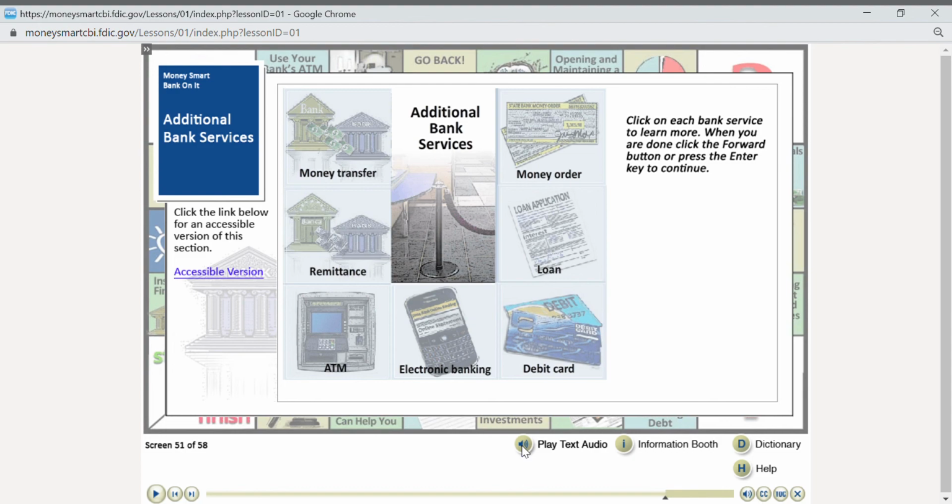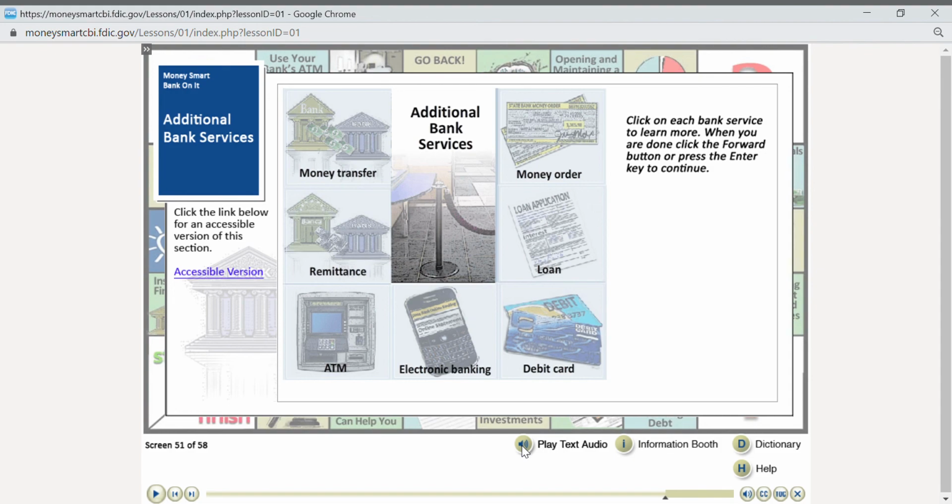Additional bank services. Money transfer. A money transfer sends money electronically from one bank to another. Most banks can transfer money to banks that are outside the U.S. Remittance. A remittance is a specific type of money transfer that goes to a bank or a person in another country. When sending a remittance, ask about the currency exchange rate and all the fees charged. Remember, the bank receiving the remittance may also charge a fee to the receiver of the funds.